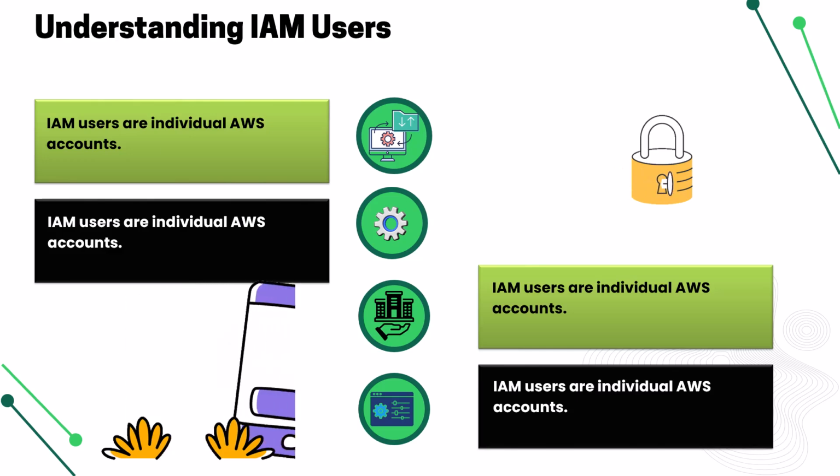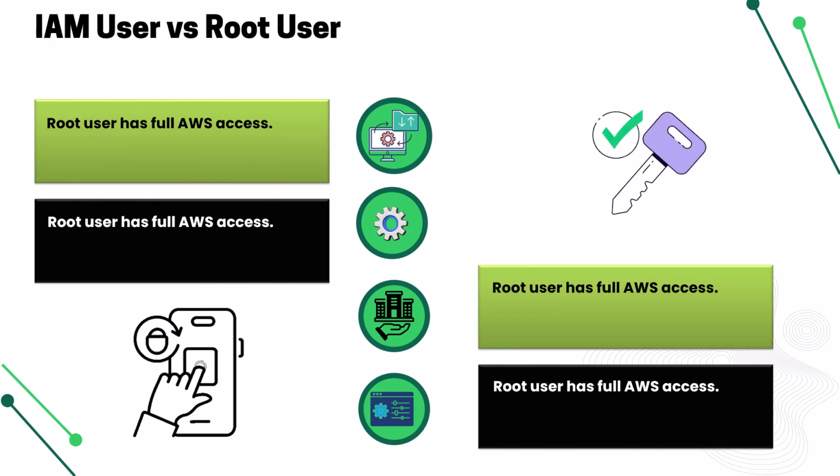Let's compare IAM users to root users next. Imagine the root user as the superhero of AWS, with unlimited power. But with great power comes great responsibility, so never use the root account for everyday tasks. Instead, create IAM users with restricted permissions to minimize security risks. It's like delegating work instead of doing everything yourself.